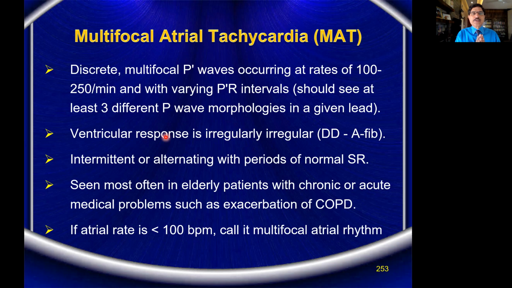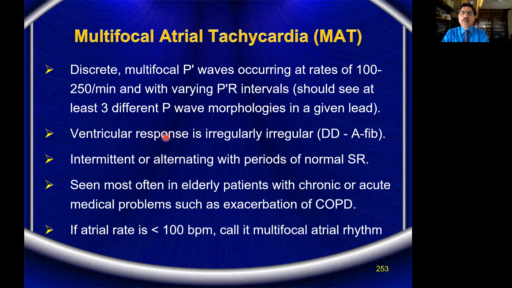What is atrial fibrillation? An extended multifocal atrial tachycardia. In multifocal atrial tachycardia, instead of producing a powerful electrical impulse, if the atria produce fibrillatory impulses, it becomes atrial fibrillation. That's the only difference. So there the P waves are not at all seen. Only instead of that, F waves are seen.